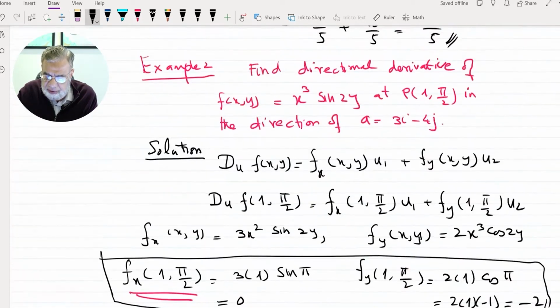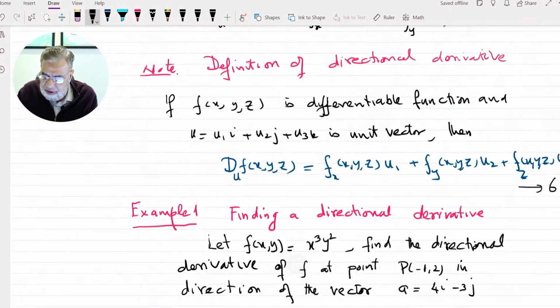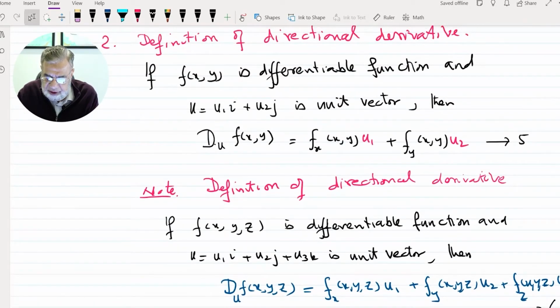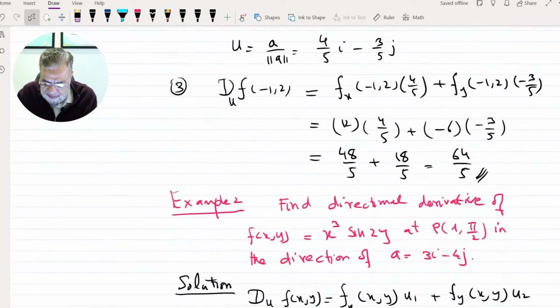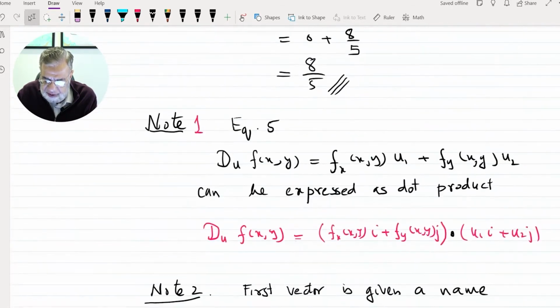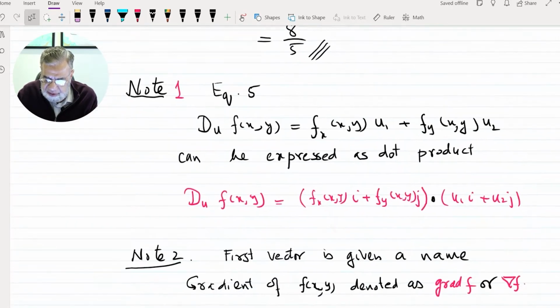I'm going to use the equation we have here, equation 5. We have the directional derivative of the function f(x,y) in the direction of u, that was f_x(x,y) u1 plus the derivative with respect to y times u2. We can rewrite this as a dot product: f_x(x,y) i plus f_y(x,y) j, dot u1 i plus u2 j. So it's a combination of two vectors.